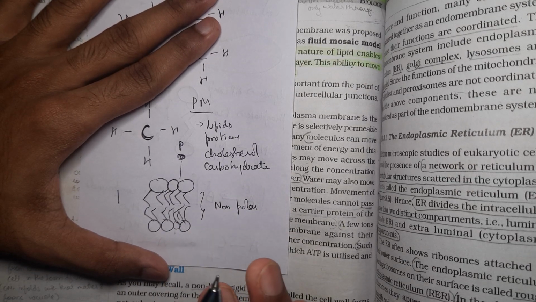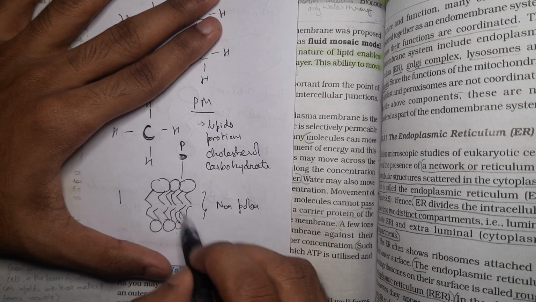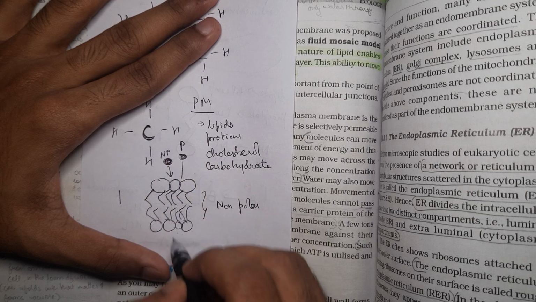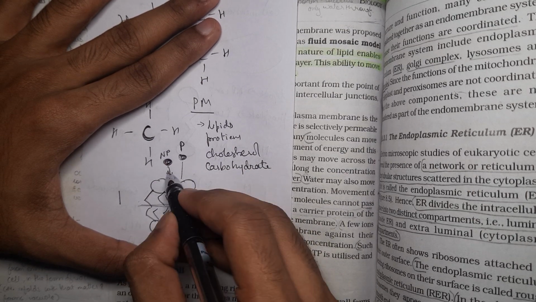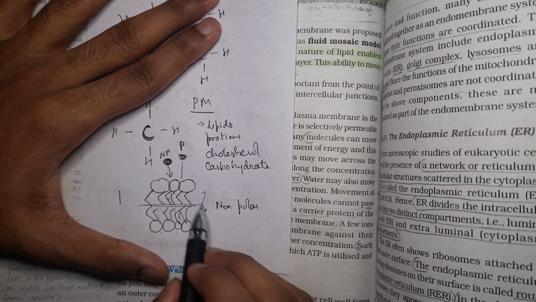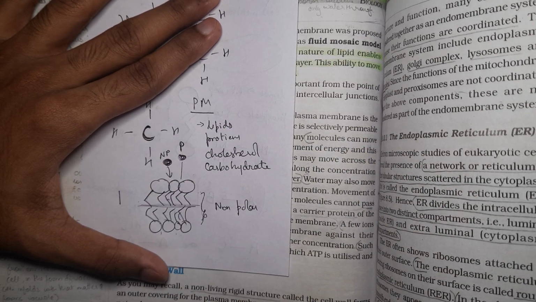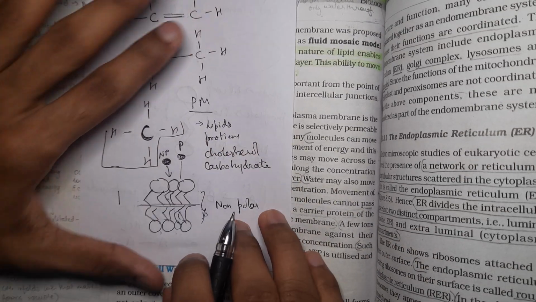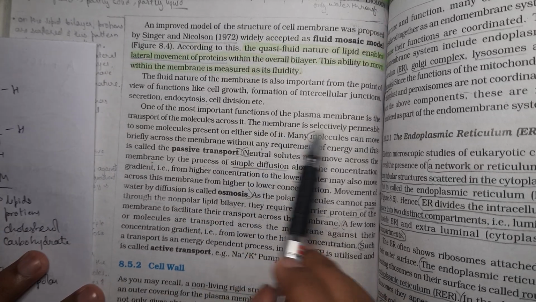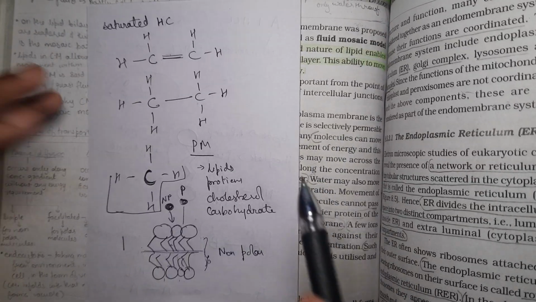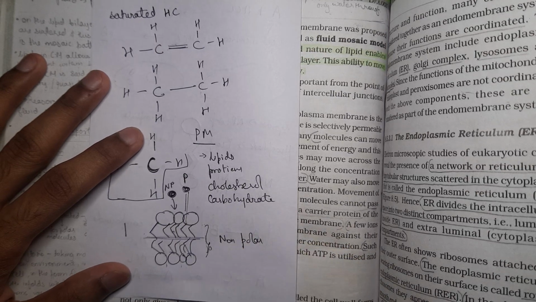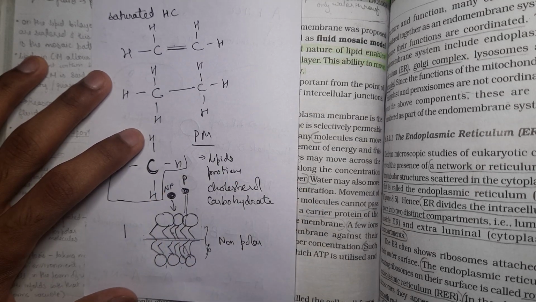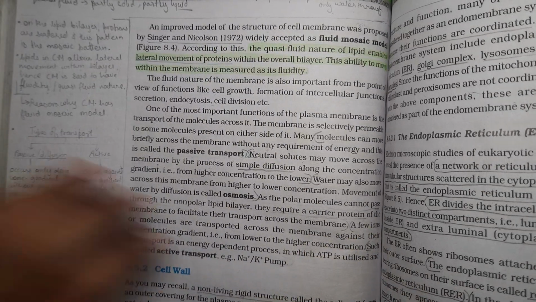Okay, so what about a non-polar compound? If a non-polar compound tries to come in, then it can easily pass the bilayer, right? It can easily pass the bilayer without any difficulty. Why? Because this is the non-polar part. Non-polar part will allow non-polar part, but it will not allow polar part. Okay, so that is why it is selectively permeable. So why is it selectively permeable? Because the cell membrane only selectively allows molecules to pass, and that is why it is called selectively permeable in nature.